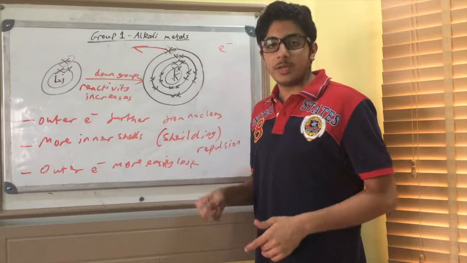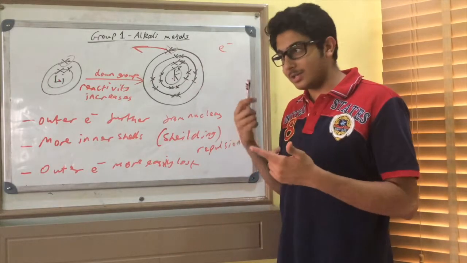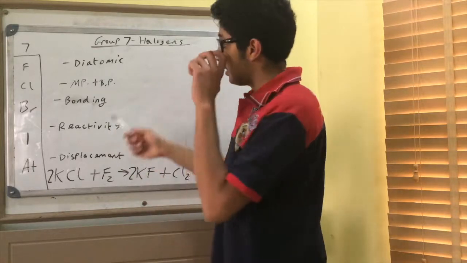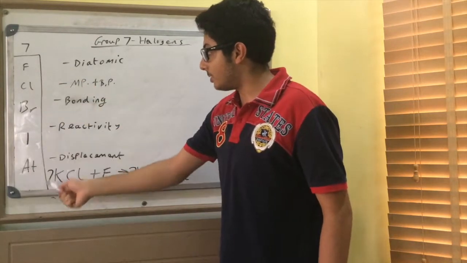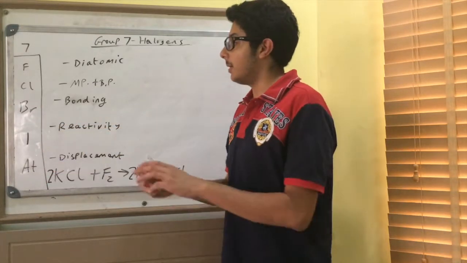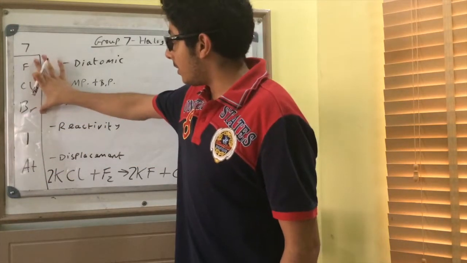Now let's move on to the halogens, or halogens, whatever you call them. Okay, so now we're going to talk about the halogens. Here are your group 7 halogens: fluorine, chlorine, bromine, iodine, and astatine. But the main ones you need to know are these 3.